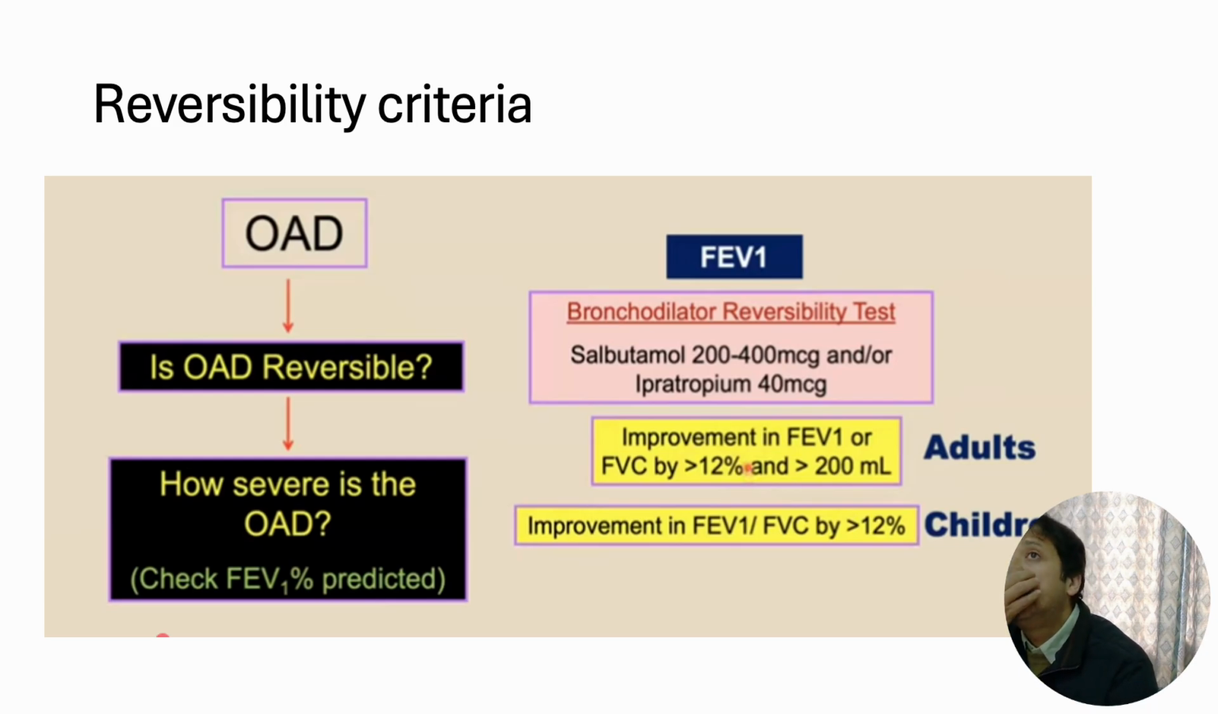We can also see the reversibility criteria, to see how severe the obstructive airway is. For checking the reversibility, we usually give salbutamol 200 to 400 mcg and repeat the spirometry. If there is improvement in the FEV1 or FVC by greater than 12% or greater than 200 ml, we say that it's reversible. And usually in asthma it's reversible. In children it's the same, but we don't take the volume, we just take the 12% as the criterion.